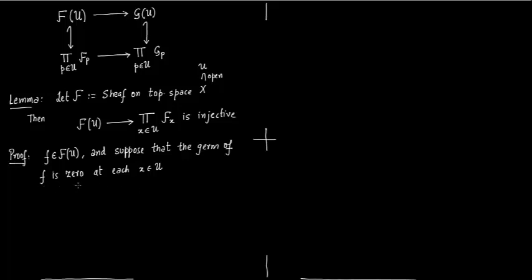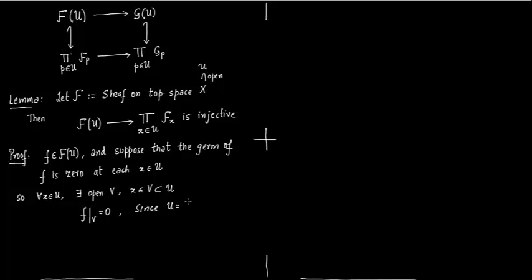For each point x in U, by the definition of a germ, there is a small neighborhood around this point x, which we call V. x lies in this neighborhood, and when the function f is restricted to this small neighborhood of x, it is 0. This is true for all x in U, because f gets mapped to 0 in all these stalks. So at all these points x there is a small neighborhood on which f gets mapped to 0.